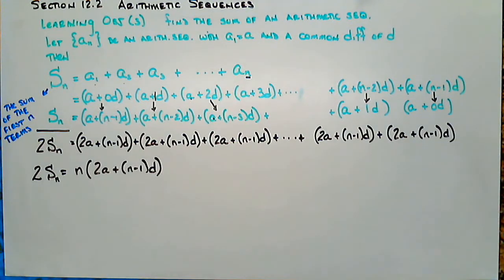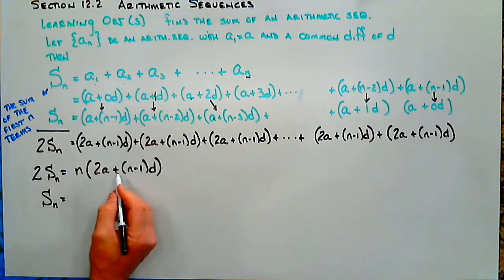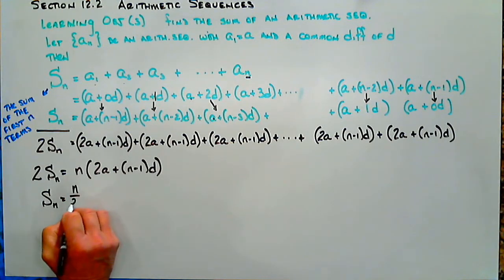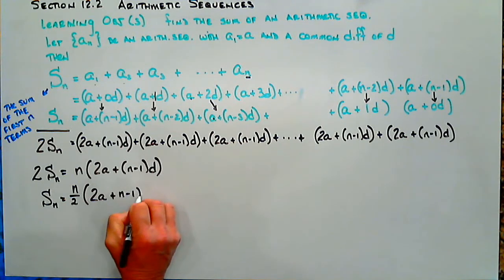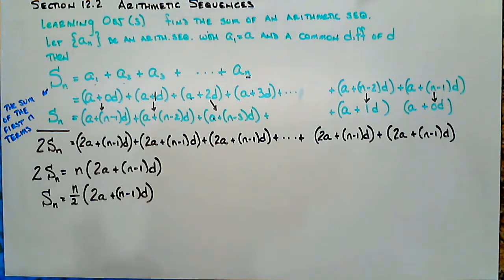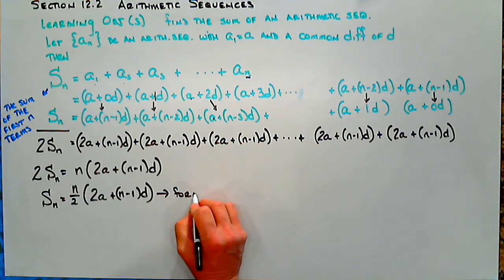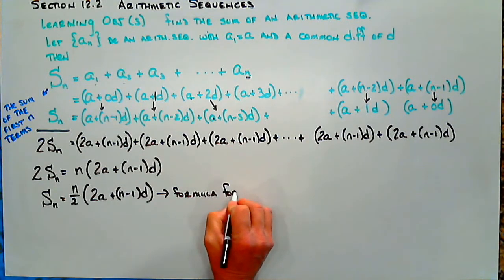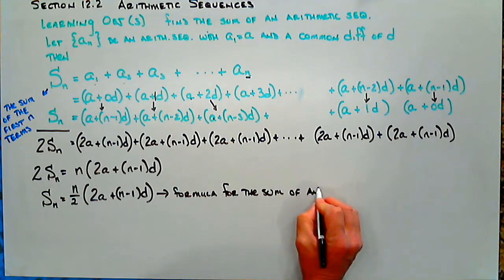And if a little bit of recognition is starting to come your way, it's because you've seen this formula before. Because now we have the formula for our sum. Look, s sub n equals, we divide both sides by 2, n divided by 2 times 2a plus n minus 1 times d. That's the formula that in Algebra 2 you memorized for the sum of an arithmetic sequence. This is the formula for the sum of an arithmetic sequence.